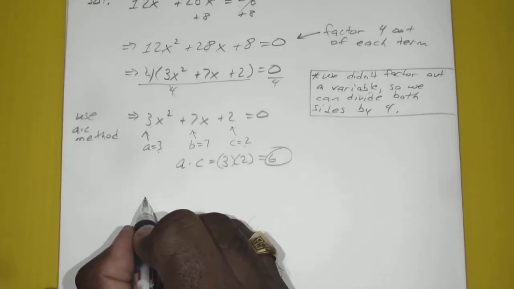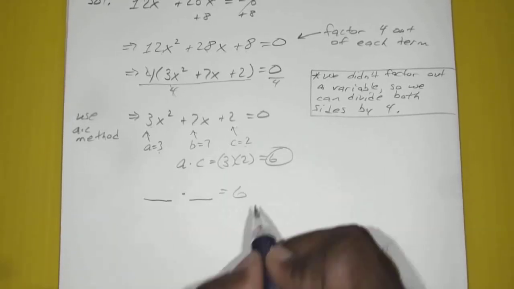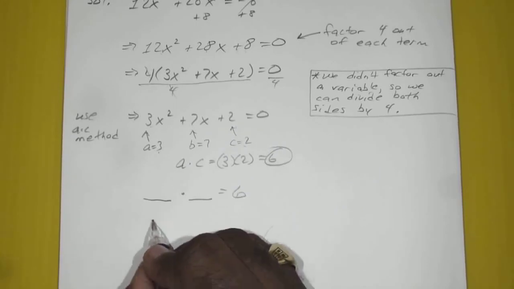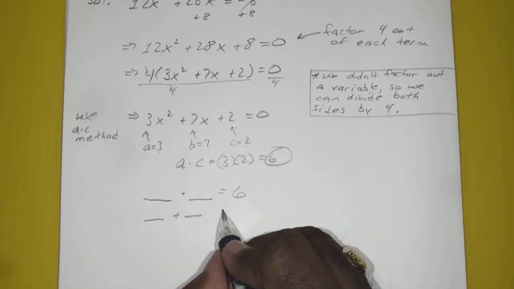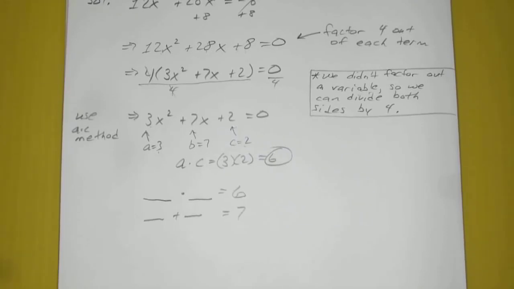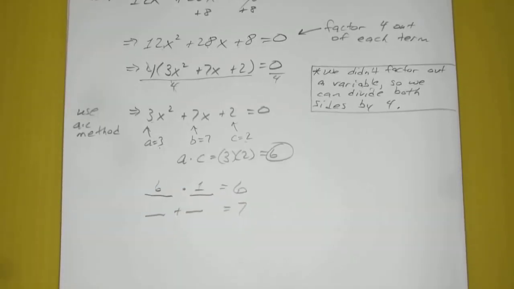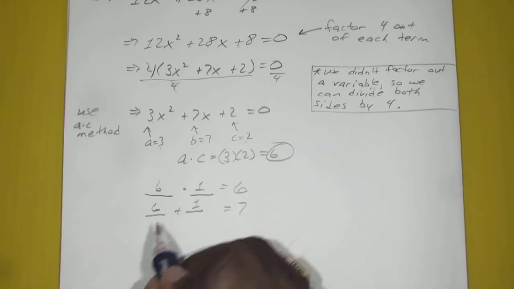So that means we have to find two numbers that multiply to equal our A times C, and those same two numbers add to equal our B. Okay. So this one's pretty straightforward because we just use 6 and 1. So 6 times 1 is 6, and 6 plus 1 is 7.